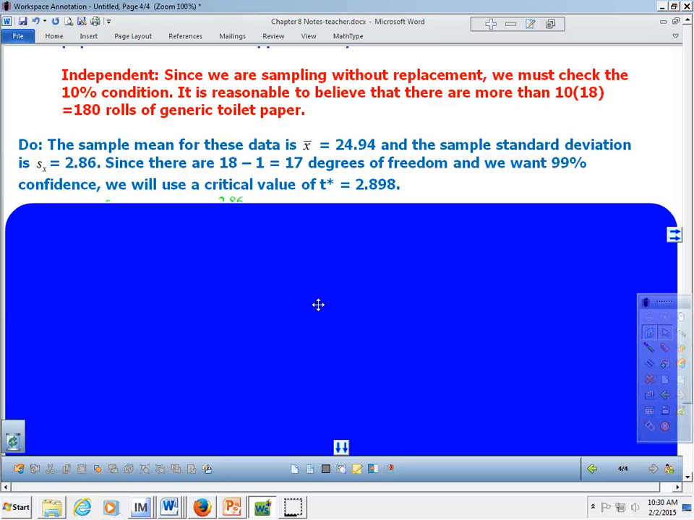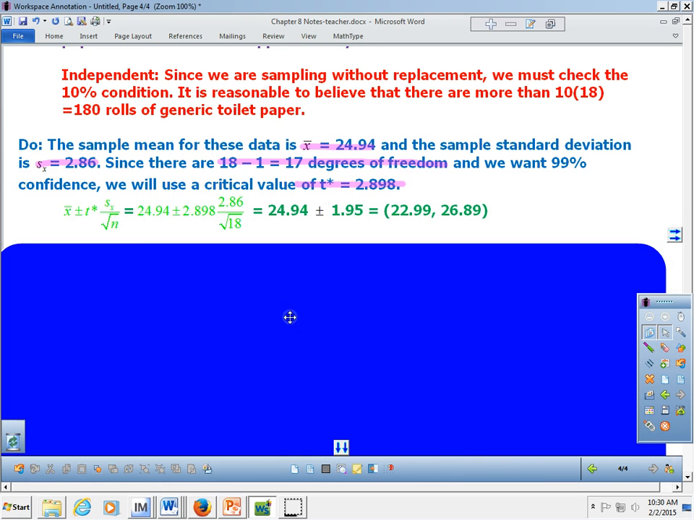You need to list the degrees of freedom. Okay, these are all things that you need to have on your paper somewhere. Okay, if it's not in this sentence structure, that's okay, but it's got to be on there somewhere. And then for 99% confidence, you need to list your t-star value at 2.898. Now you can do it separately like this and show all your numbers like this. Right? The degrees of freedom you're going to have to write out somewhere. Or you can use the formula to show all this stuff as well.